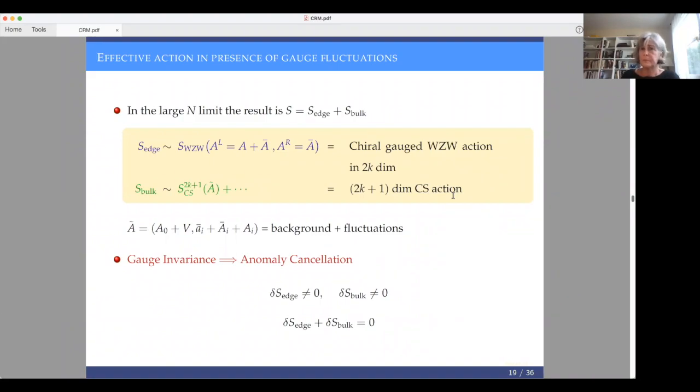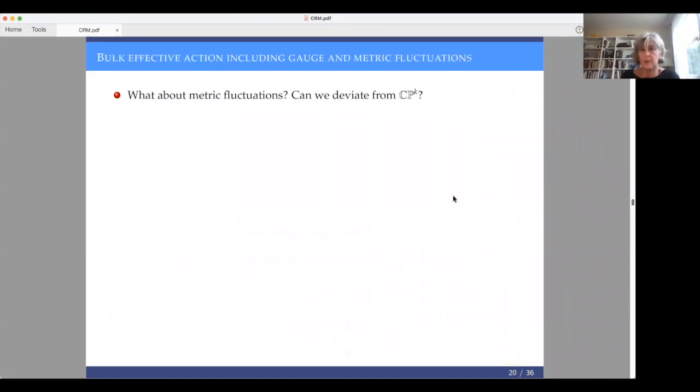Okay, so this is the effective action that gives the response of the system to gauge fluctuations. One can go further and ask, what about metric fluctuations? You see, the way we constructed these effective actions is by using the single particle spectrum of CPK. But now we are asking the question, can we deviate from the metric for CPK? And the quick answer is yes, we can do that by using an index theorem. And here I want to just very briefly outline how we do that.